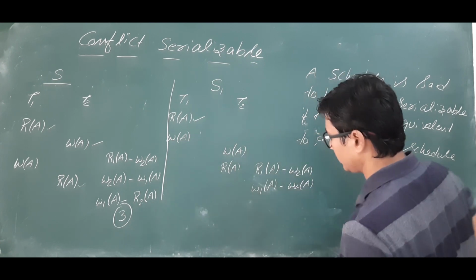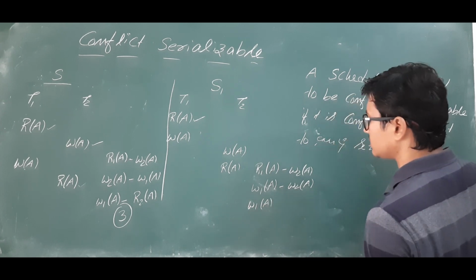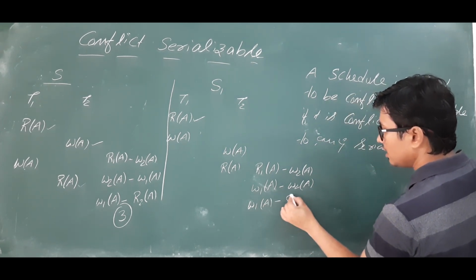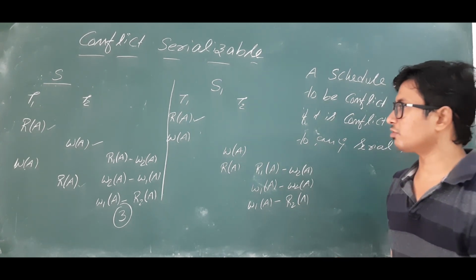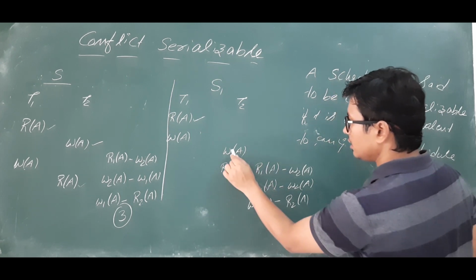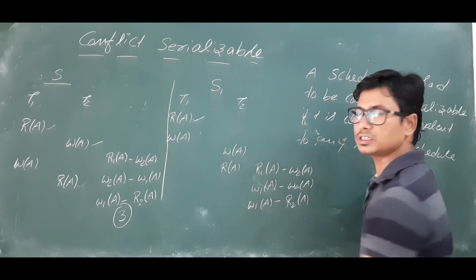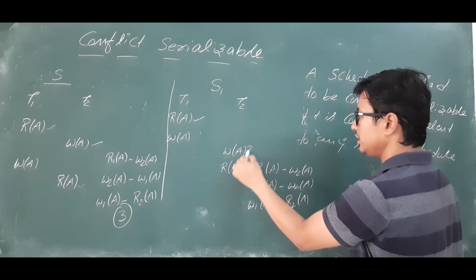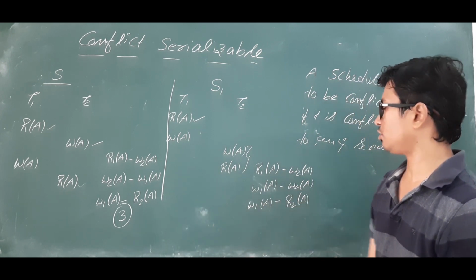Now write and read. So W1 of A, a write by transaction 1 on data item A, and a read in transaction 2 on data item A is giving me the conflict. So these 3 conflicts we have found. Then if I need to find any more conflict operations, there are no other operations in transaction 1, so there are no conflict operations with this operation within the future operations.